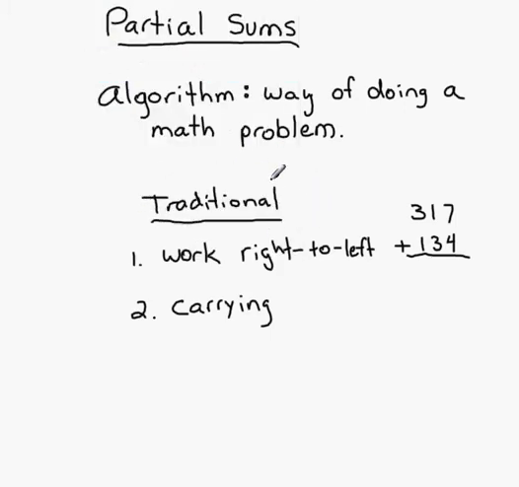Here's traditional. Traditional, you work right to left, and you do carrying, and that just depends on the problem itself. You start in the ones place, and you add and carry if you need to. 7 plus 4 is 11. So we put the 1 down here, and we have to carry the ones back up here, that 10 up to there. 1 plus 1 is 2, plus 3 is 5, and then 3 plus 1 is 4. That's the traditional algorithm for addition, working right to left.